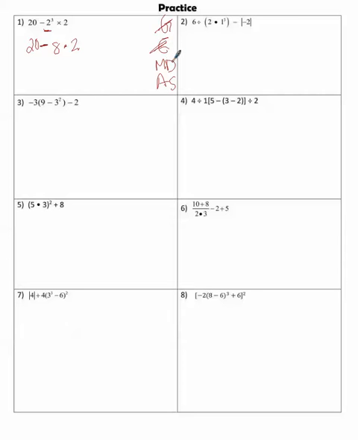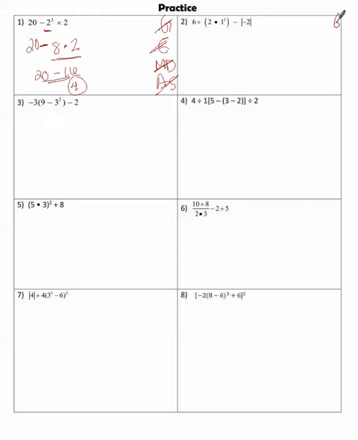So I'm going to multiply or divide from left to right. So that's 8 times 2, which is 16. So 20 minus 16. So I'm going to add or subtract from left to right to get a final answer of 4. Make sure you circle that.